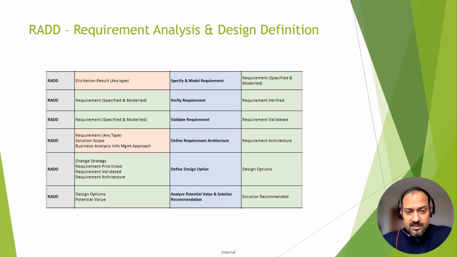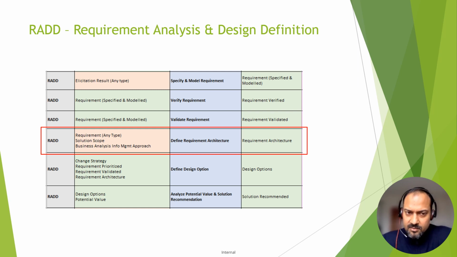And then today we'll discuss Define Requirements Architecture. These are the inputs. Requirements, it could be any type. The solution scope sets the boundaries, like the requirements should not go out of this. Means if we have said these four requirements we have to do, you should not add a fifth requirement. Business analysis information management approach is another input, which is from the BAPM, Business Analysis Planning and Monitoring knowledge area, where we have talked about information management. And then we get the requirements architecture.